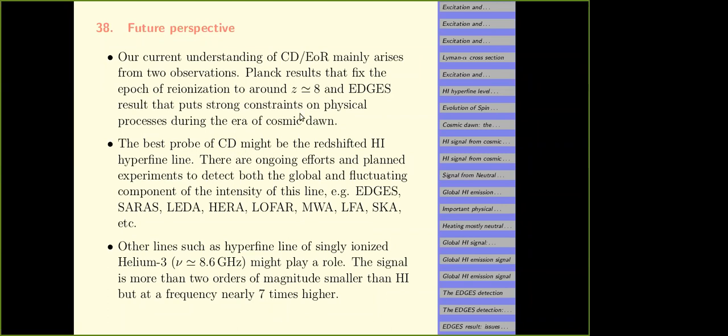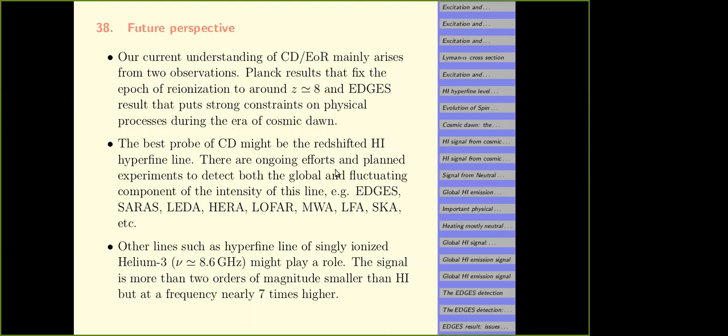So our current understanding of cosmic dawn and the epoch of reionization arises from two observations. The Planck result, which I did not discuss at all, but you have already heard about it and you'll hear it again, fixed the epoch of reionization to around redshift of 8. And the EDGES result put strong constraints on physical processes during the era of cosmic dawn, between redshift of 15 and 20. Right? That's where EDGES works. So the best probe of cosmic dawn might be the redshifted H1 line, and the EDGES result is indicating that.